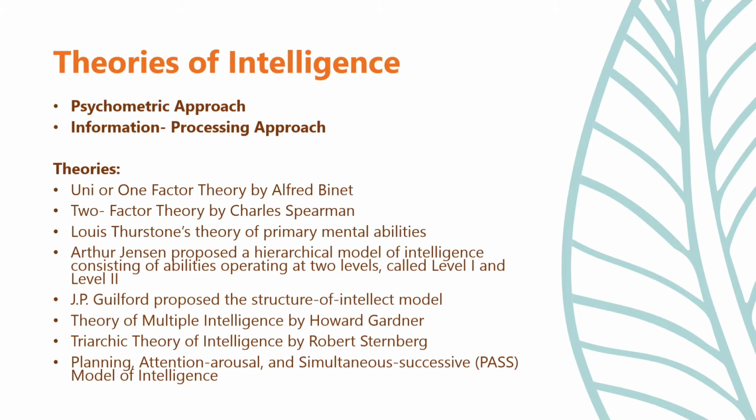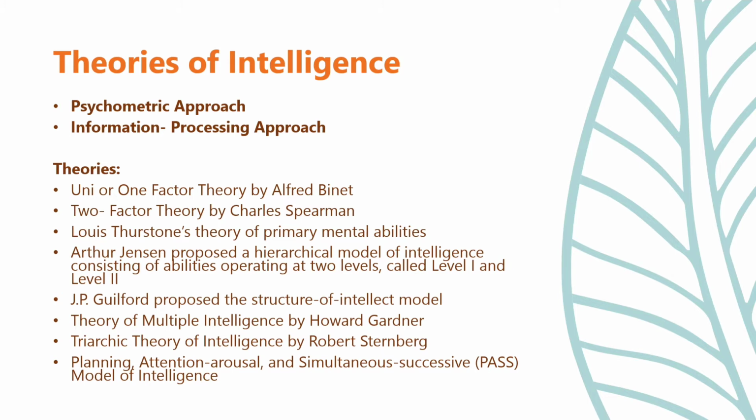Spearman's theory gave rise to Louis Thurstone's theory. Louis Thurstone proposed the theory of primary mental abilities. It states that intelligence consists of 7 primary abilities, each of which is relatively independent.